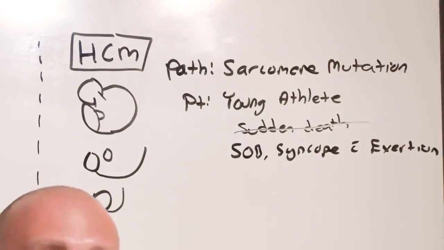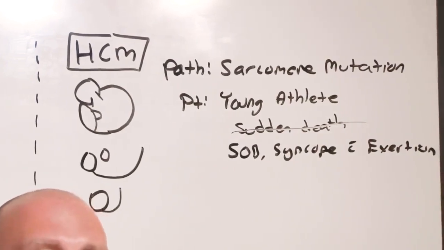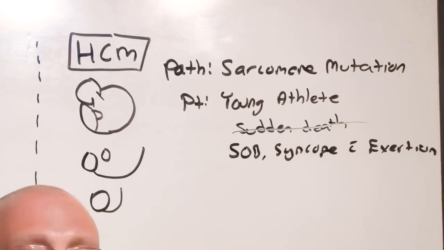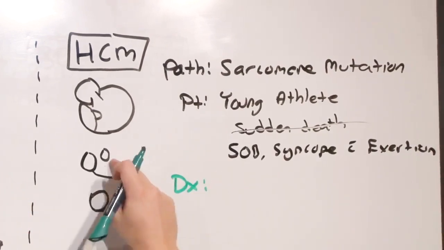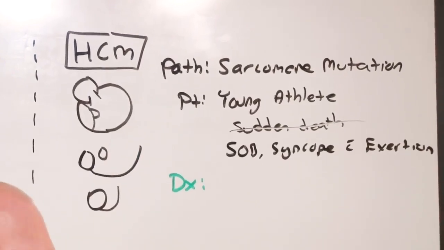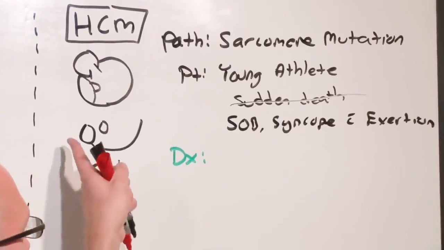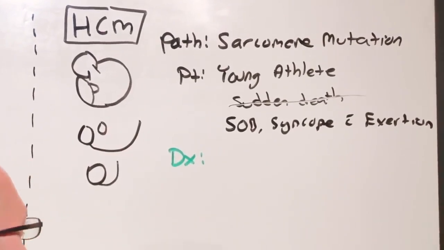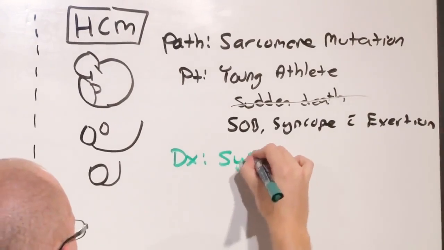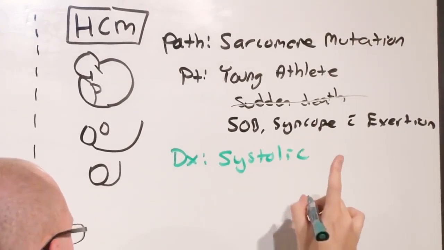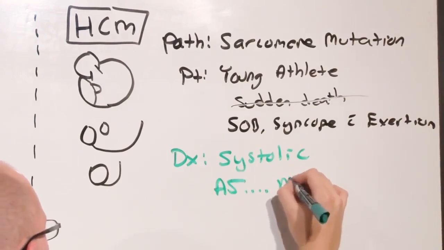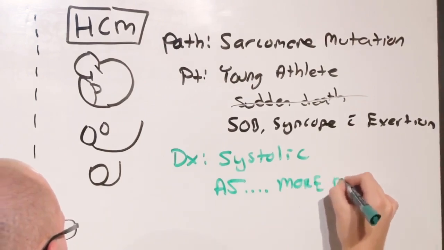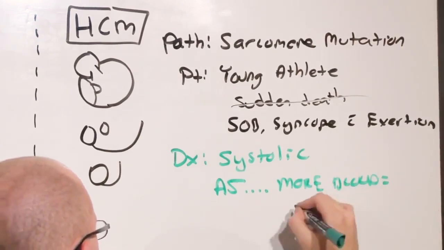The other way you can identify these patients is by having someone in their family who had a sudden cardiac death. You are going to listen to them. And because it's left ventricular outlet, it sounds like aortic stenosis. You basically block the aortic valve. So you're going to hear a systolic murmur. But it's like aortic stenosis, except that more blood makes it better.